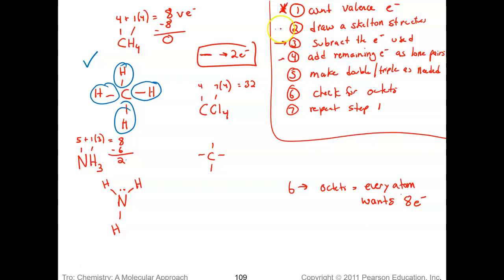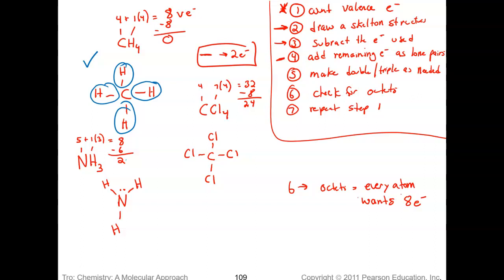Okay, so next step, draw the skeleton structure. So we have a carbon. Carbon always likes to go in the middle. We're going to put the Cl's around it. Check on that one. Next one, we have to subtract the electrons we use. So we've used 2, 4, 6, 8 electrons. So we need to subtract out 8 electrons. And again, it's okay if you can't add or subtract. I'm a bad adder and subtractor, so use your calculator. So we have 24 left.